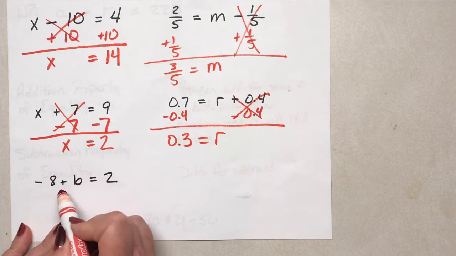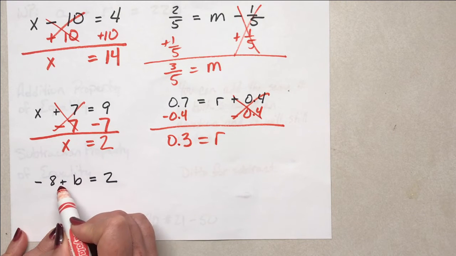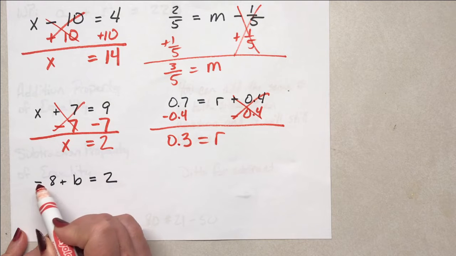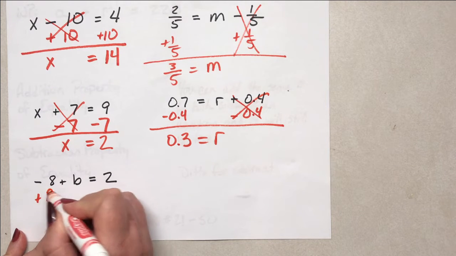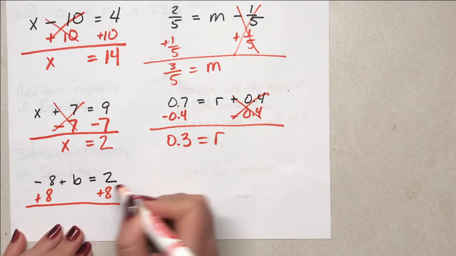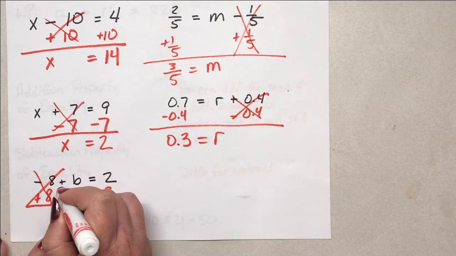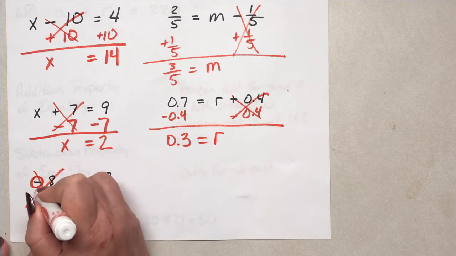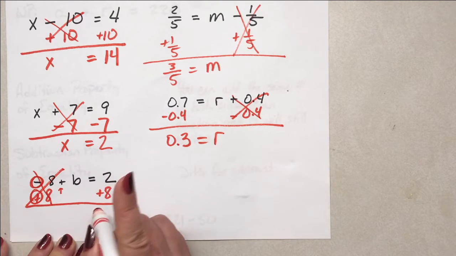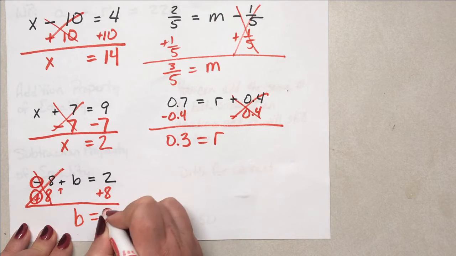I have a negative 8 added to my b to equal 2. Now, it's added to my b, but it's a negative 8. I have to do the opposite of this to get rid of this. And the opposite of negative 8 is positive 8. I have to add 8 to both sides in order for this to go away. It's not the fact that it's added, it's that this is a negative 8, and I have to do the opposite. So please remember that. That will mess you up. I'm going to bring my b down, and b equals 10.